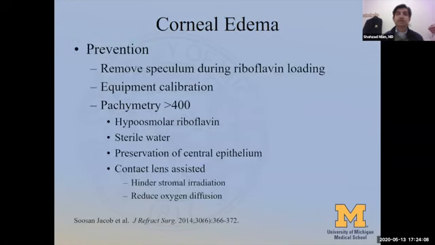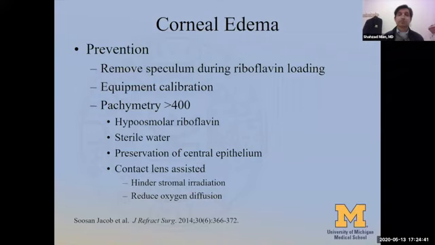What are good ways to prevent? Well, it's helpful to remove the speculum during riboflavin loading so that the cornea doesn't thin out. It's helpful to make sure that the equipment is properly calibrated, and really to make sure that the pachymetry is more than 400 microns before you start the ultraviolet light treatment. And that can be done through use of hypoosmolar riboflavin, use of sterile water, preservation of central epithelium. However, the current protocol has not been shown to be effective when the epithelium is intact.